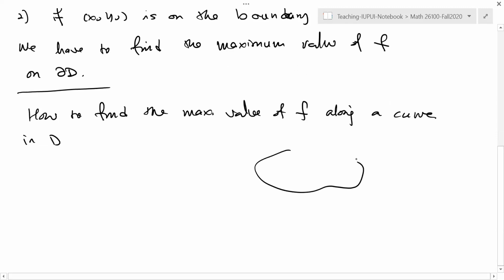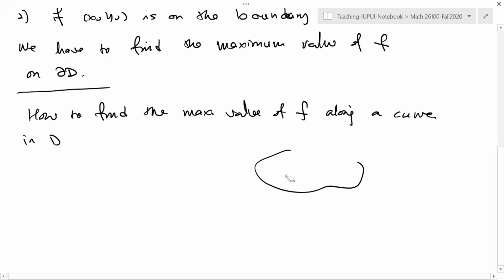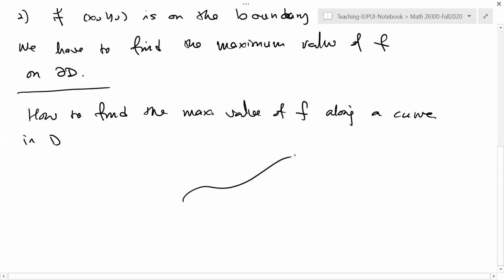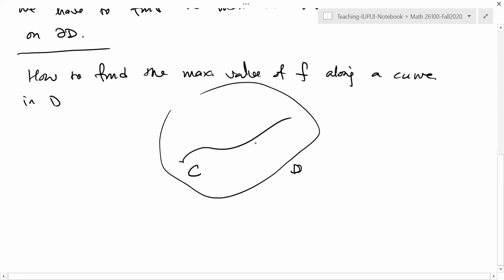So the function is defined somewhere, maybe on the whole plane. The function is defined everywhere here. So this is a curve C, and this is D. I want to find the maximum value of the function along this curve. How to do that?